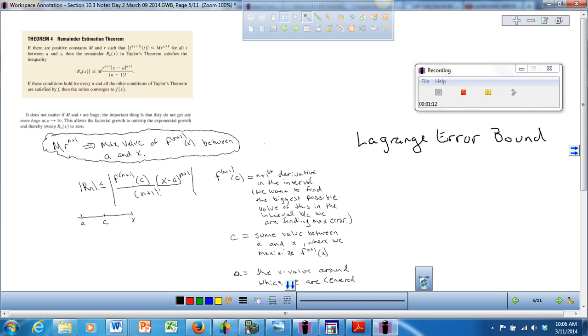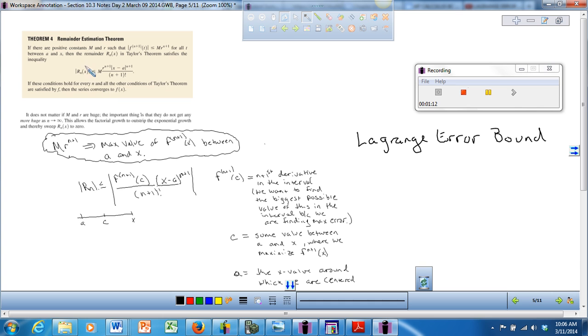Remember, we are using a truncated series, so we're using some polynomial to some degree to approximate some function. And when we do that, we always introduce error, and we need to have some idea of how big our error is. So that's what we will be finding.